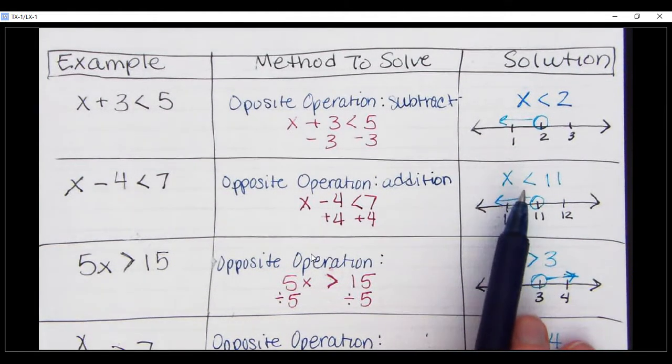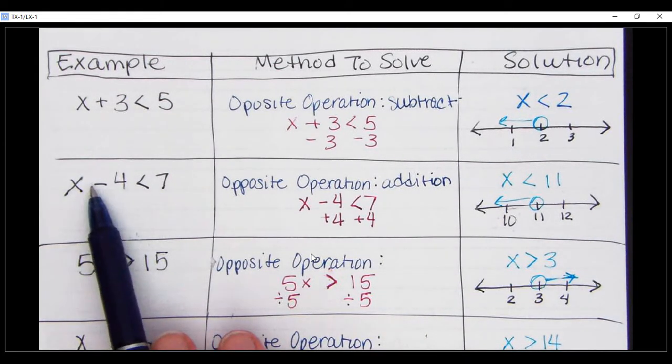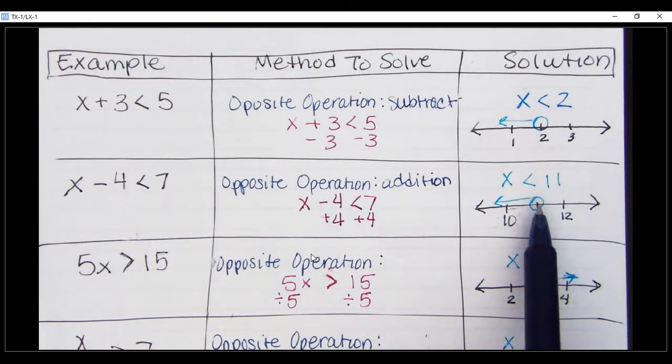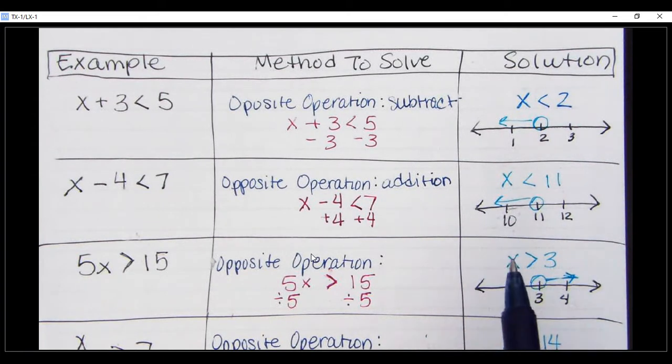So that means that any number less than 11 will make this statement true. So that could be 10, 9, 8, 7, 6, 5, 4. You get the idea. So I can draw that on my number line by having an open circle and having that arrow towards the numbers that are less than 11.